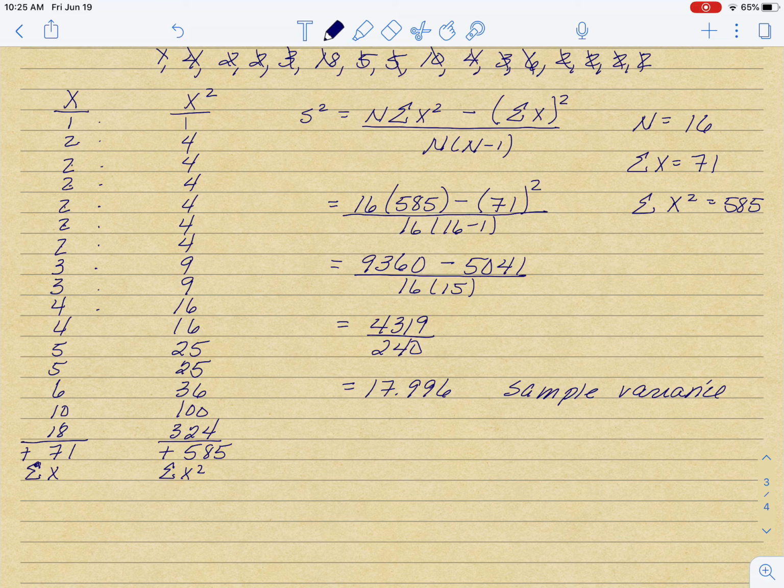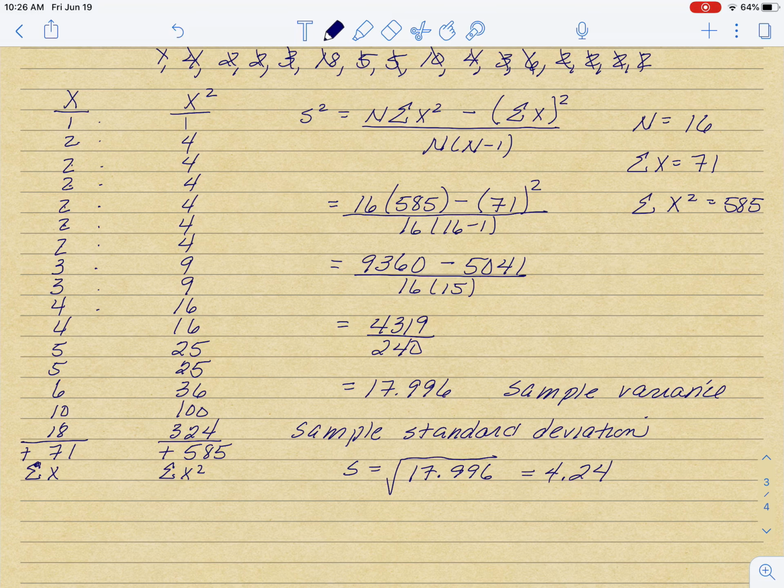And then to find my sample standard deviation, we take the square root of that answer. So that's S equal the square root of 17.996. And we get 4.24 as my sample standard deviation.